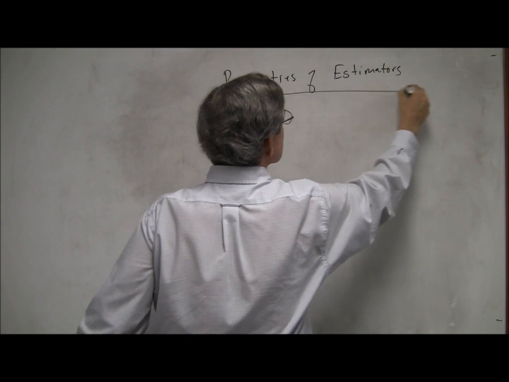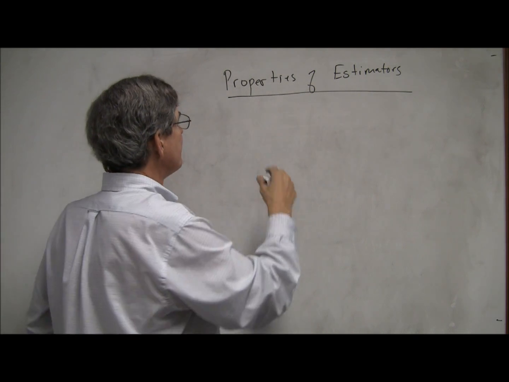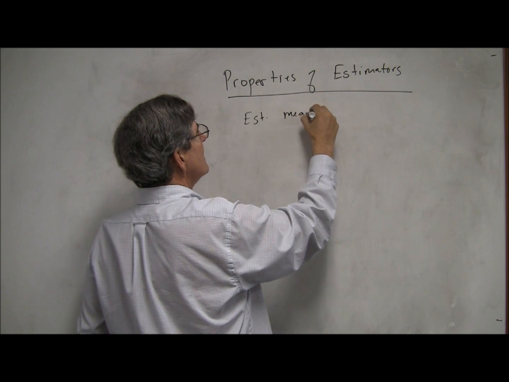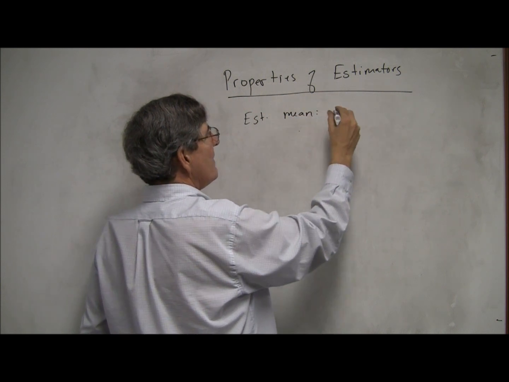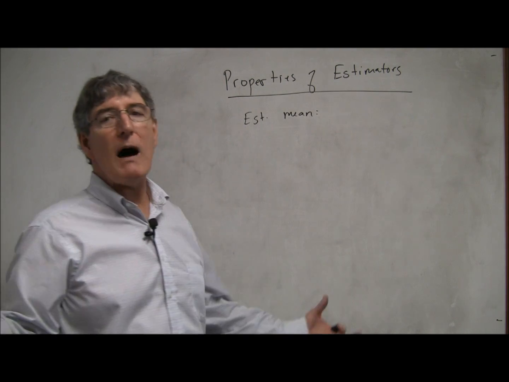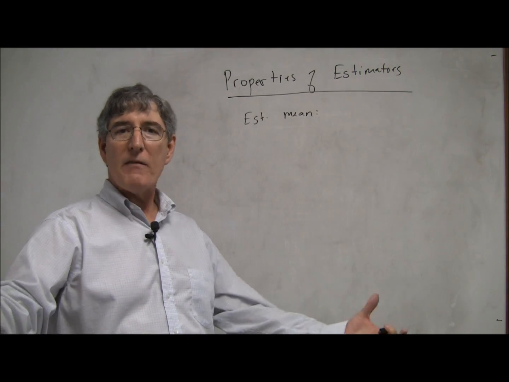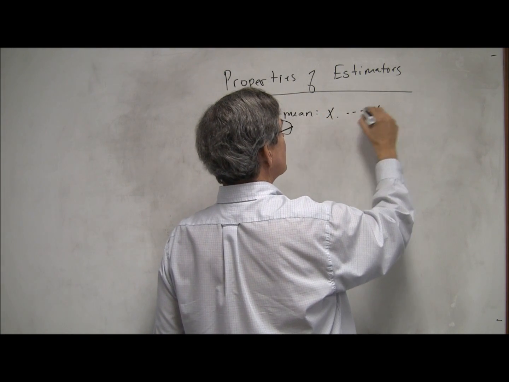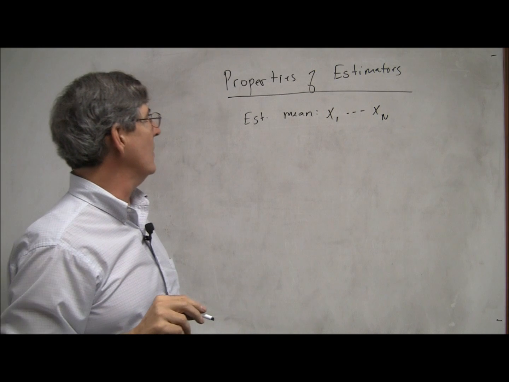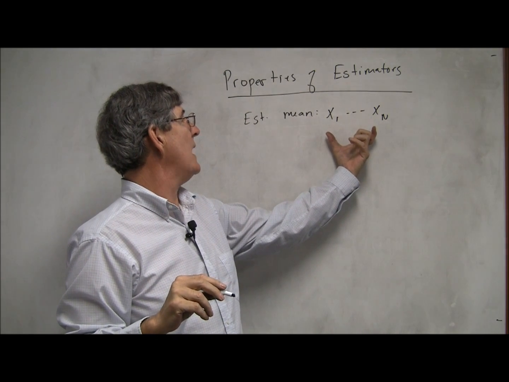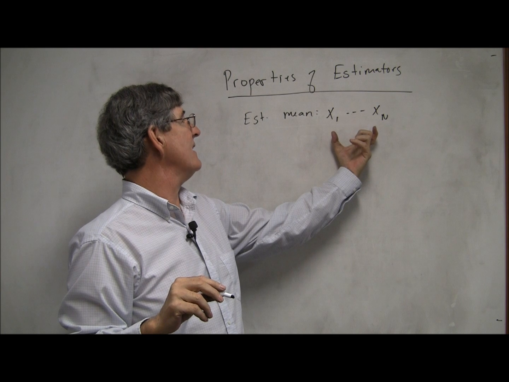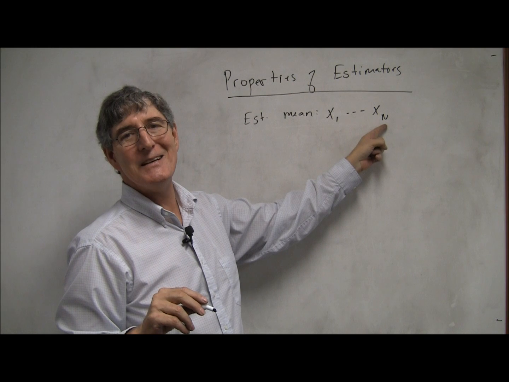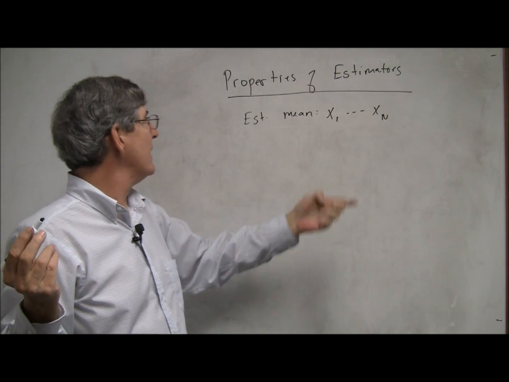An estimator is just some function of the data. So if I want to estimate the mean, I have some population out there, and I draw from that population, and I draw x1 to xn. So these might be heights of people in the US, and I want to know what's the average height of people. So I pick 2,000 people and measure their heights. So n would be 2,000 or 100 or whatever it is.